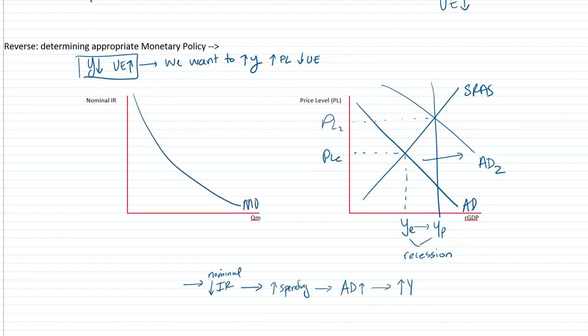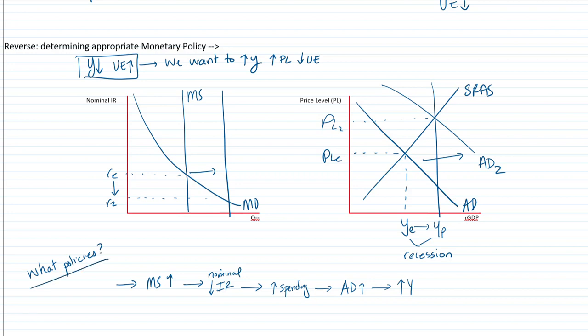And if we're going to decrease the nominal interest rate, well, let's go to our money market, right? A downward sloping money demand, a vertical money supply at RE. What do we need to do to our money supply to decrease that interest rate? We need the money supply to increase, which will drive interest rates down to R2. And so then the question becomes, what policies are going to get us that outcome? What policies are going to get output moving up?